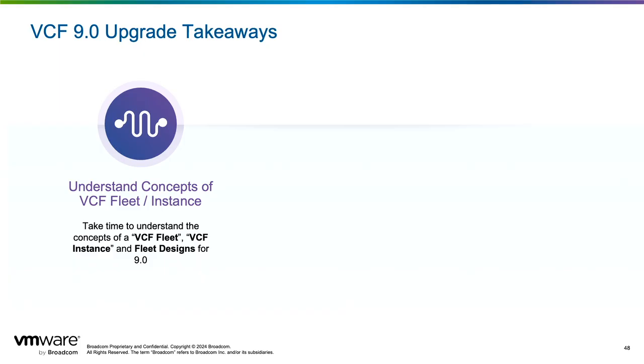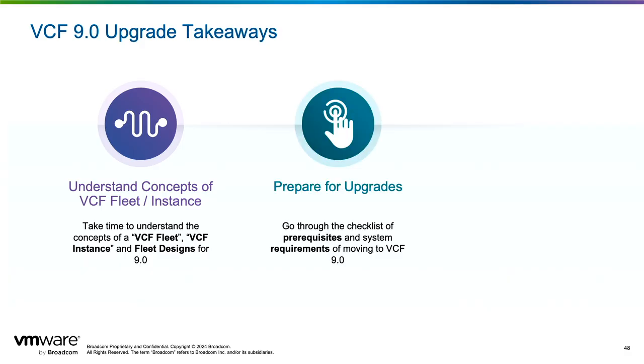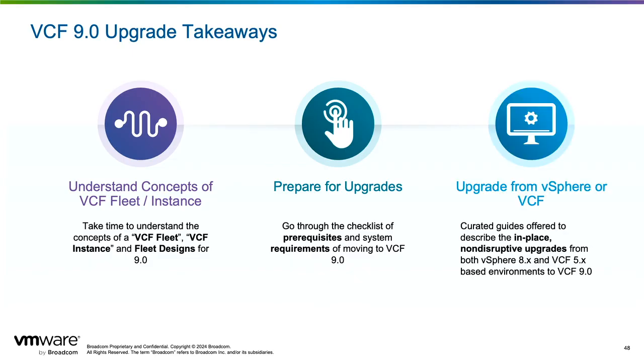It'd be very easy to go in and just take a vSphere environment, upgrade it, create a fleet, and then realize after you're done that maybe you should have done it differently, or in a different order, or picked a different vCenter. So understand that concept of fleet and the instance, and take the time to prepare. Go through the prerequisites. We have a lot of information out there: spreadsheets, documentation, a lot of stuff to help you design and prepare. Everything's documented in our documentation for both the vSphere and the VCF example.